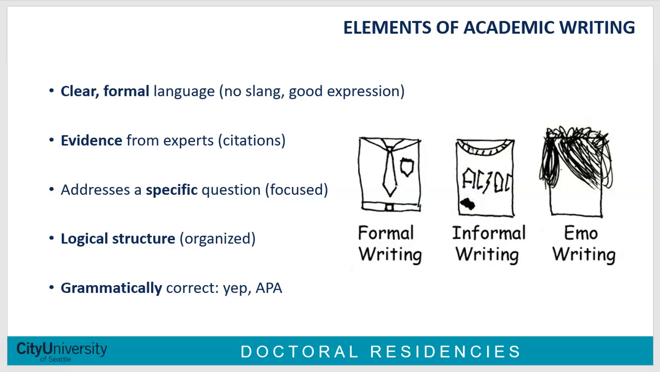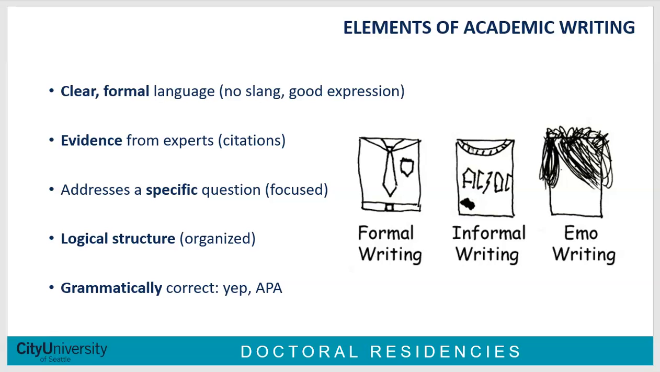Now, as a quick review, academic writing has clear and formal language, doesn't use slang, it uses good expression, so ain't no shortcuts in the dissertation. Evidence from the experts. It has citations so that your ideas don't sound like opinions. Academic writing addresses a specific question. It's not all over the board and tackling 4 or 5 different concepts that are unrelated. It's focused on one or maybe a few issues. Academic writing has a logical structure, and again, it's grammatically correct per APA. So I want to refer to the APA 7 manual, which we use here at CityU, that informs our writing.